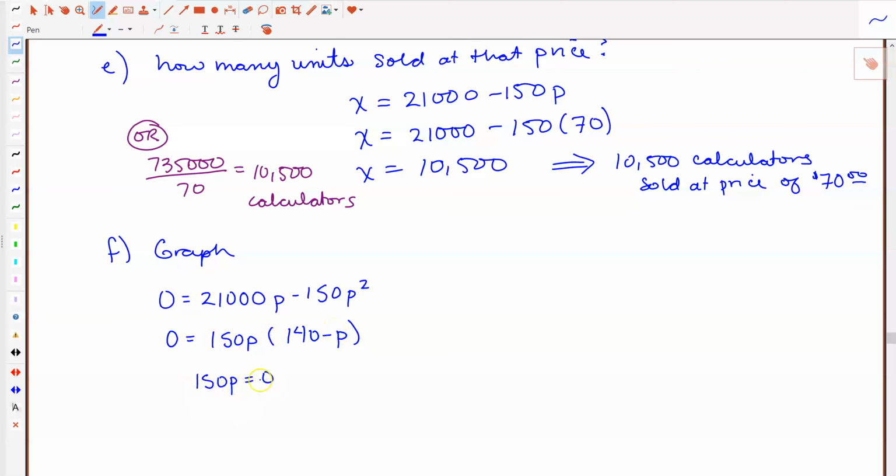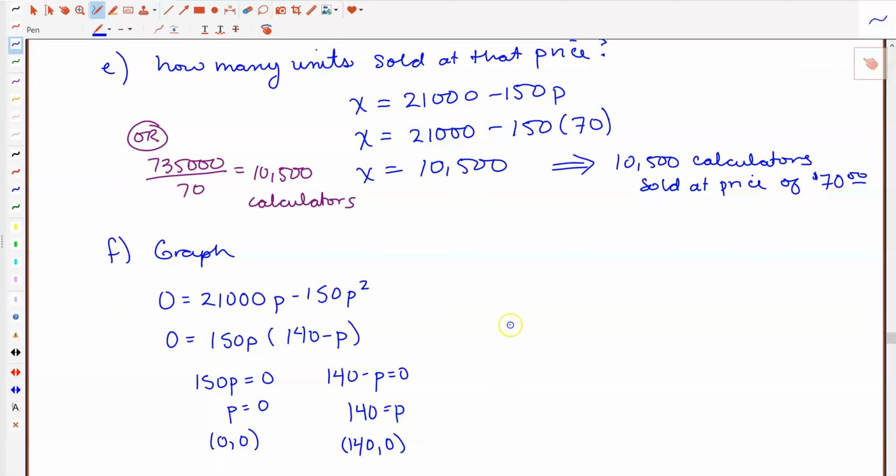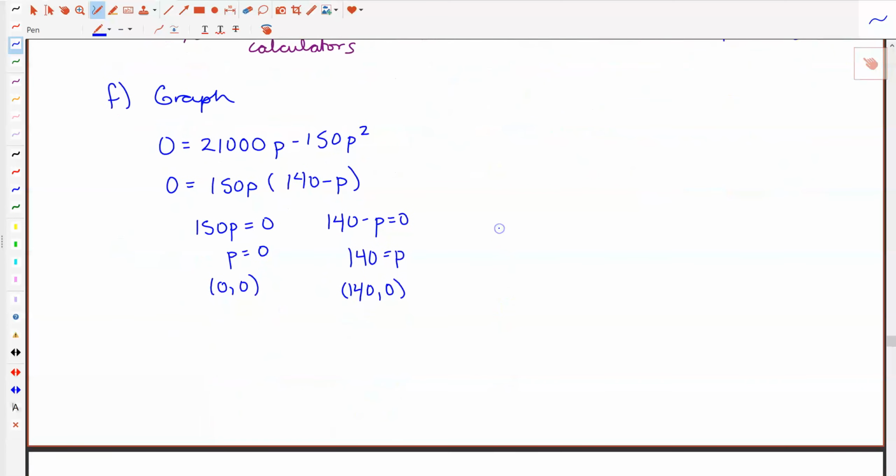So if 150p is equal to 0, that means p is equal to 0. So that will get me one of my intercepts at (0, 0). If 140 minus p is equal to 0, that means p is equal to 140. So that gets me my other x-intercept at (140, 0). Alright, so as a super dinky graph of what's going on here, let's go ahead and put down, I only need quadrant 1 because everybody's going to be positive.